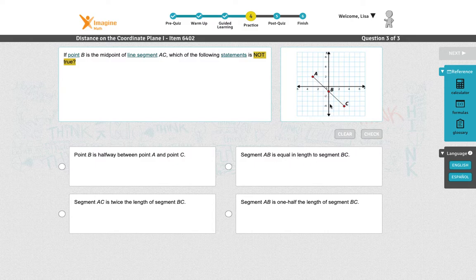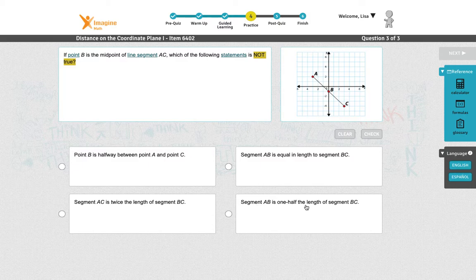AB is equal to BC. Well, if B is the middle, that means this is half and this is half. And if both of them are halves, they have to be equal. So that's still true. Can't use that one as our answer. Segment AC is twice the length of BC. AC is twice as big as BC. If BC is half, and I have two halves, 1/2 plus 1/2, or 1/2 times 2, is 1. Okay, so if I've got half times 2, that's the whole thing, which is A to C. So that's also true. So let's check this last one.